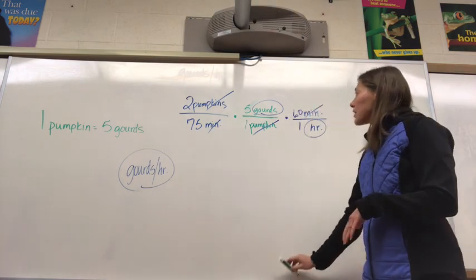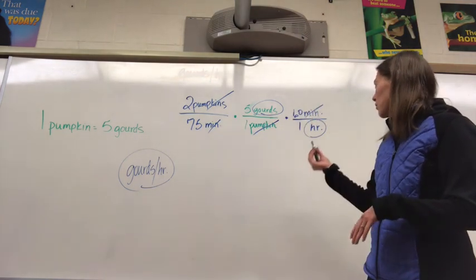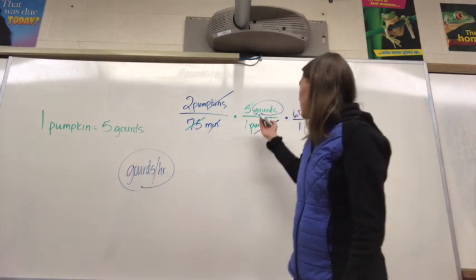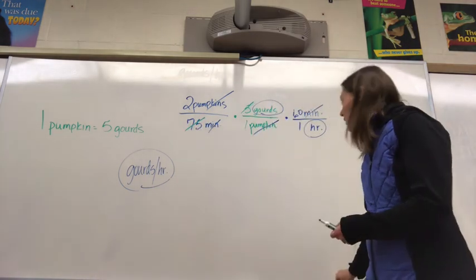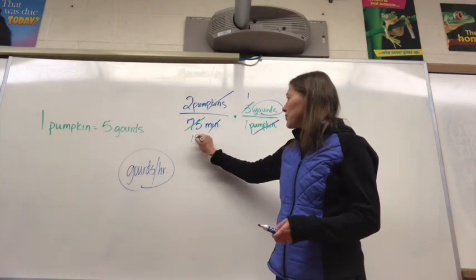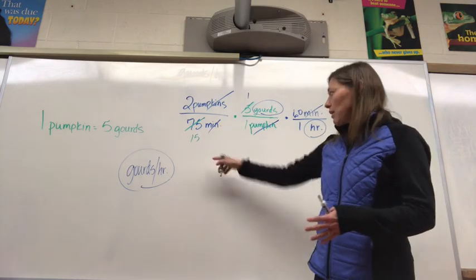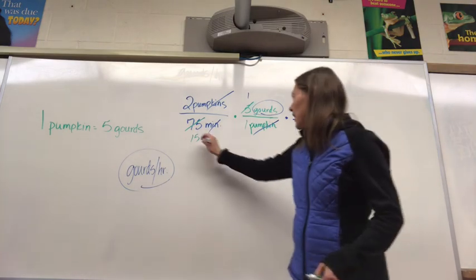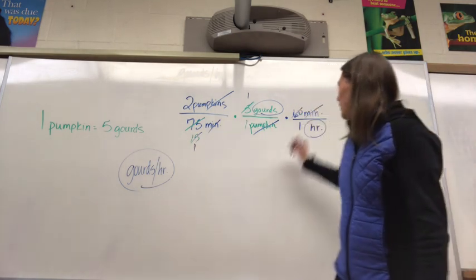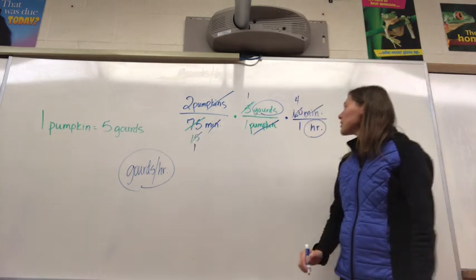Or I can cross out more numbers, which seems fun too. So I'll cross out my 75 and my 5. My 5 can change to a 1. My 75 can change to a 15 because 5 goes into 75 15 times. And then look at this. I can cancel my 15 with my 60. So I can change this to a 1 and this to a 4 because 15 goes into 60 4 times.